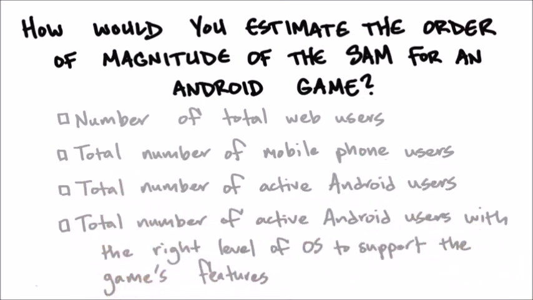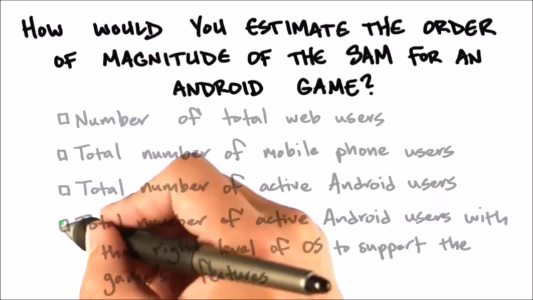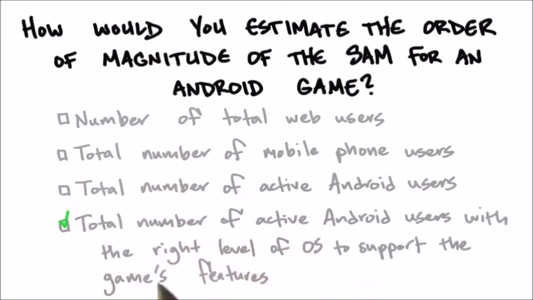Well, that might be the total available market, but you're really interested in just the Android piece. And so number 3 might make sense, the total number of active Android users. But if we get a little more sophisticated, we'd understand that the real answer is number 4. It's not only the total number of active Android users, but they need the right level of the operating system to support your particular game's features. And so you really want to get the SAM as tightly defined as you can.